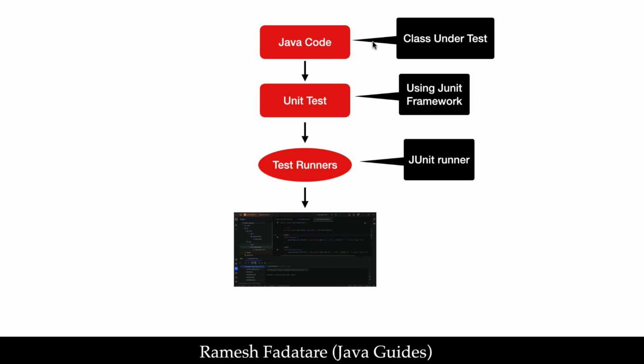Next, let us quickly summarize how JUnit works. Here is the Java code that we want to test, known as the class under test. Next, we want to test the Java code. For that, we write a unit test using the JUnit framework. The JUnit framework provides a lot of annotations to write the unit test cases. Next, the JUnit framework provides test runners. These test runners will execute the unit test cases and report the result.